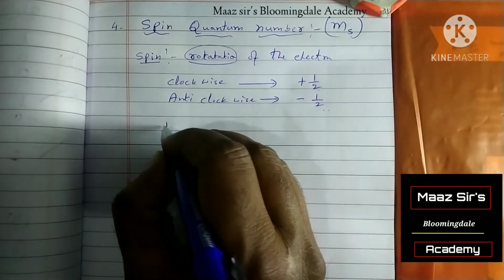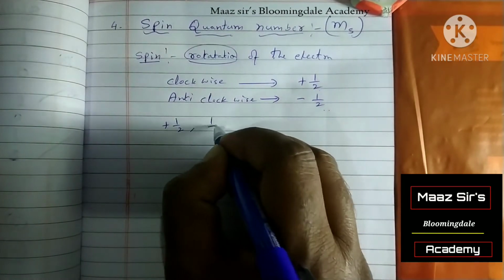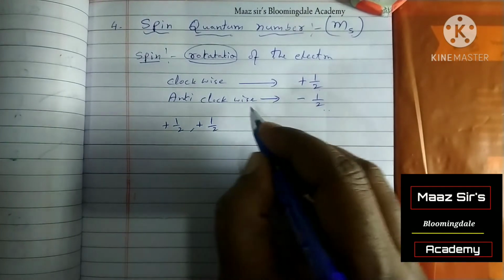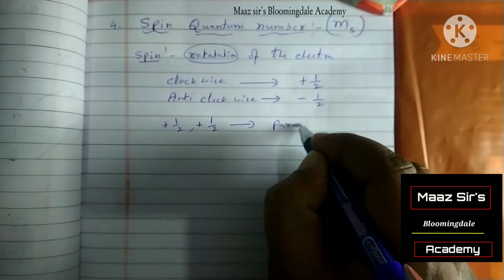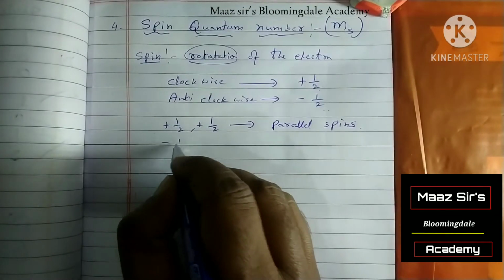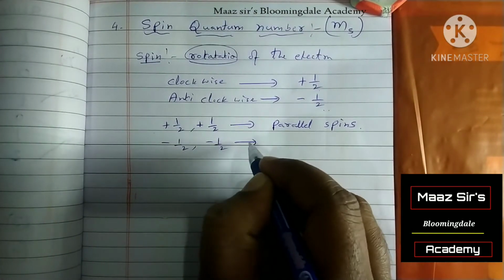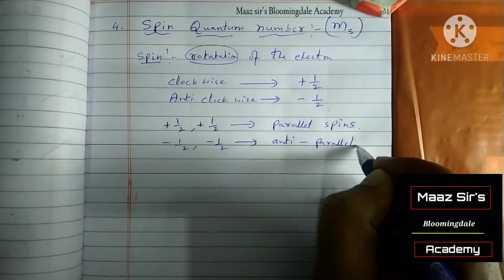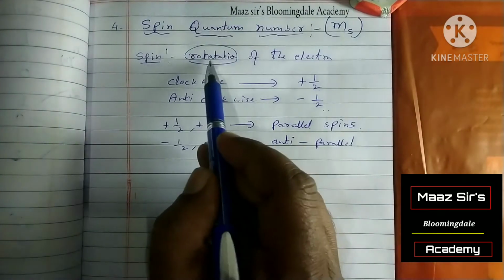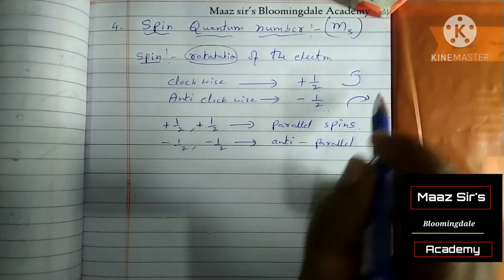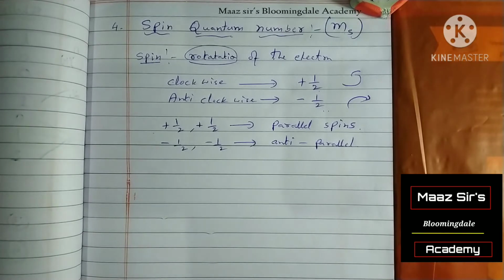Sometimes both the values will be positive. If both the values are positive, then the spins are parallel. If both the values are negative, then the spins are anti-parallel. So this will tell about the rotation of the electron, either it is rotating in this direction or it is rotating in this direction. We will know about this rotation with the help of spin quantum number.